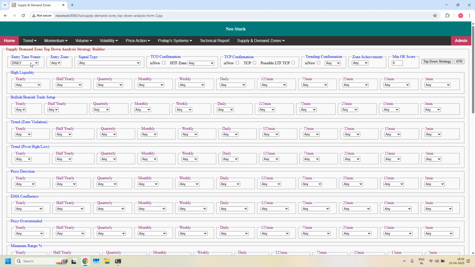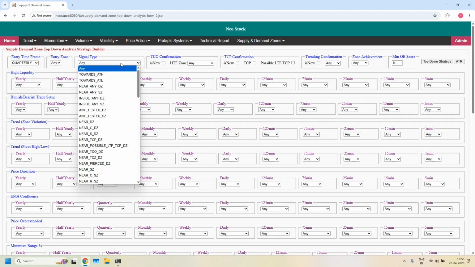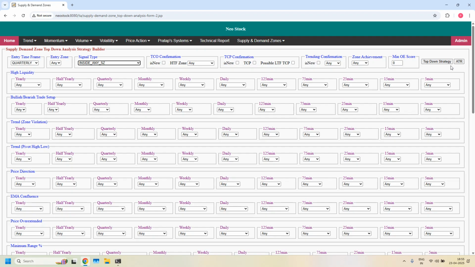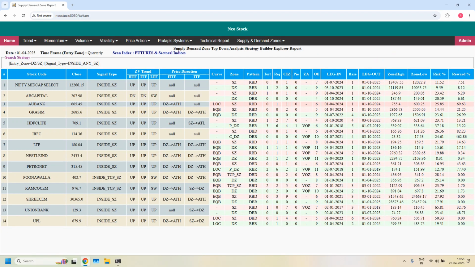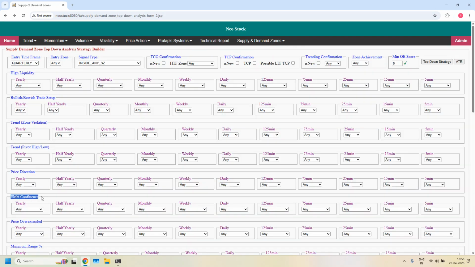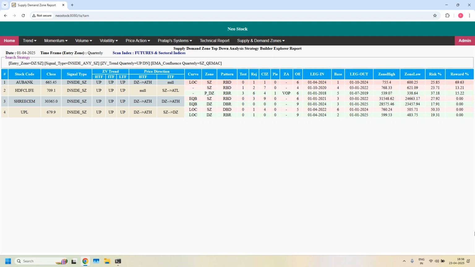Okay, next, quarterly time frame. Price closed inside the quarterly supply zone, we got 14 stocks. Let's filter out of these 14 based on the quarterly EMA confluence. So we got 4 stocks. Quarterly supply zone having quarterly EMA confluence.